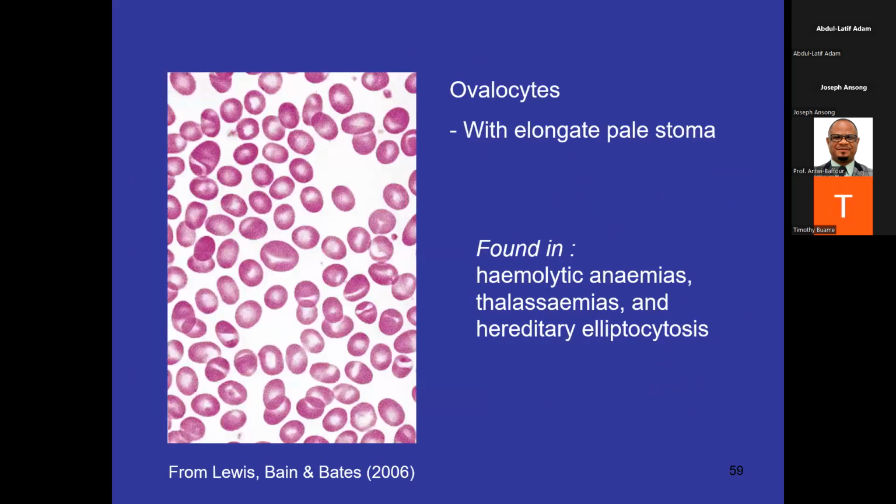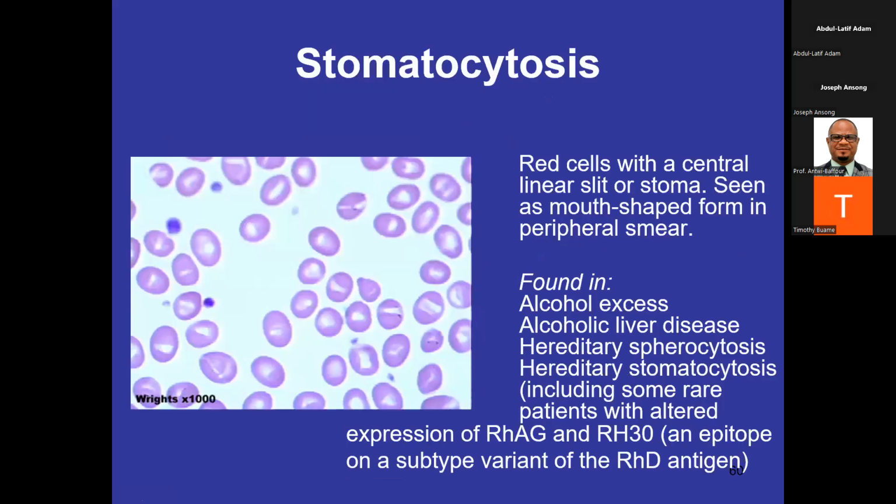The ovalocytes, they are elongated. You have a stoma in the cell, a stomach on the cell, even though you have stomatocytes. Some ovalocytes also have the stoma across, but they are more oval in shape. These are found in hemolytic anemias, thalassemias, and hereditary erythrocytosis. Then we have the stomatocytosis.